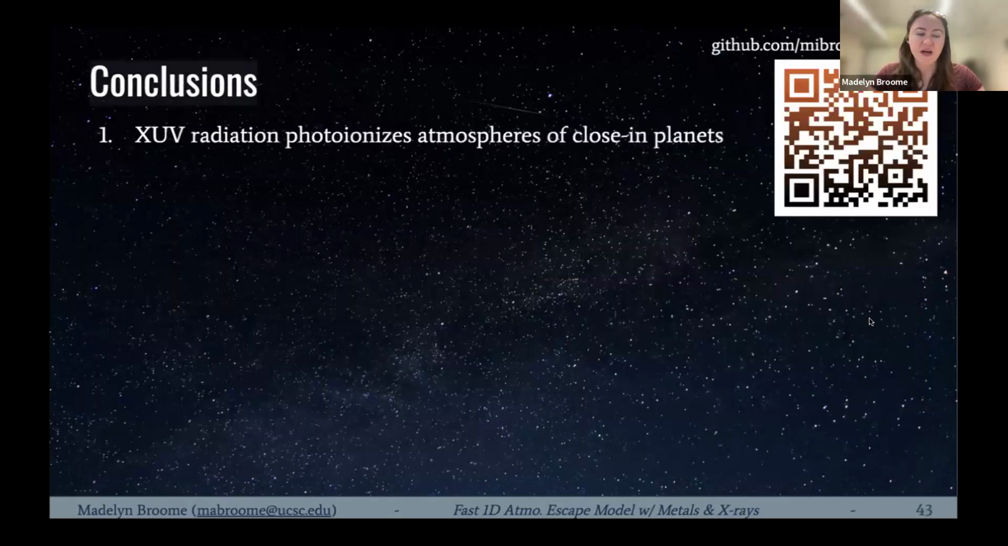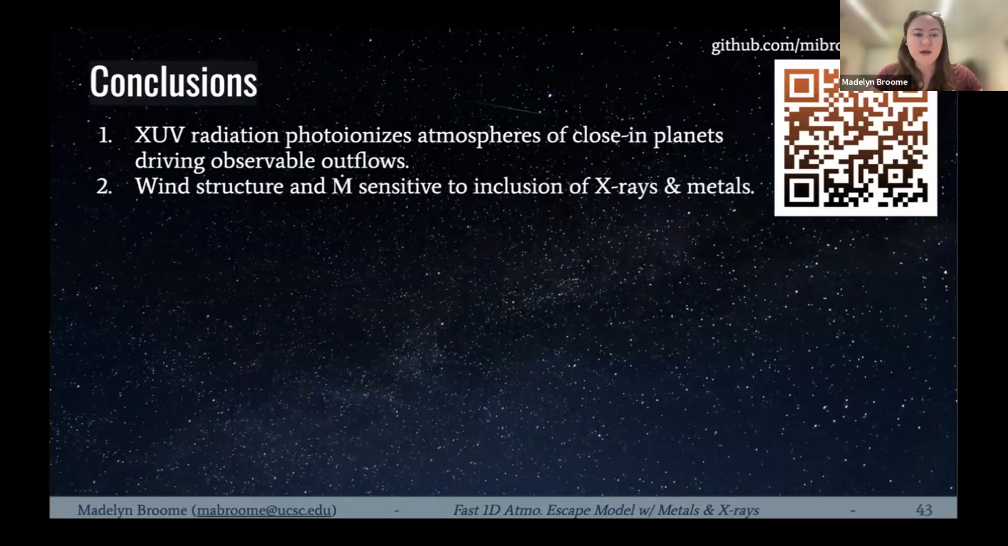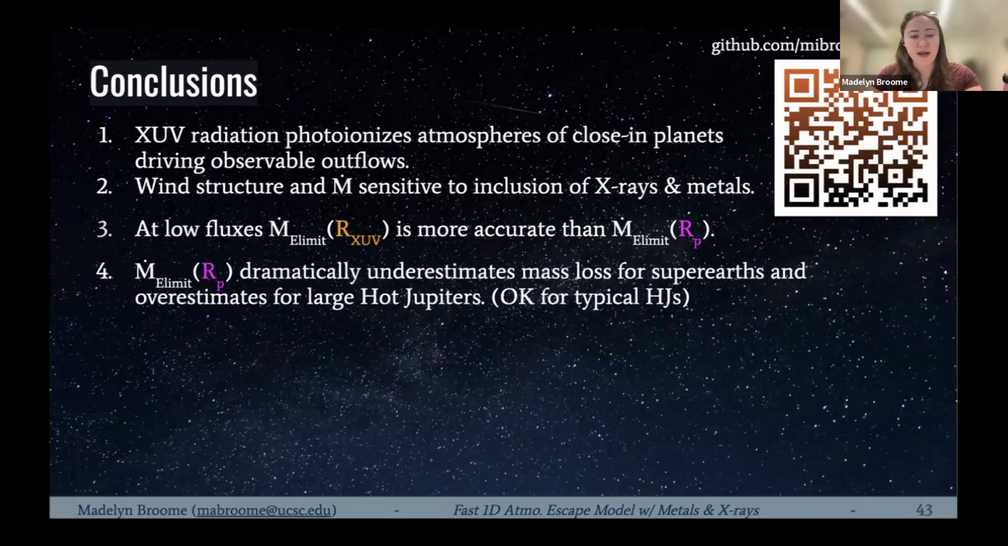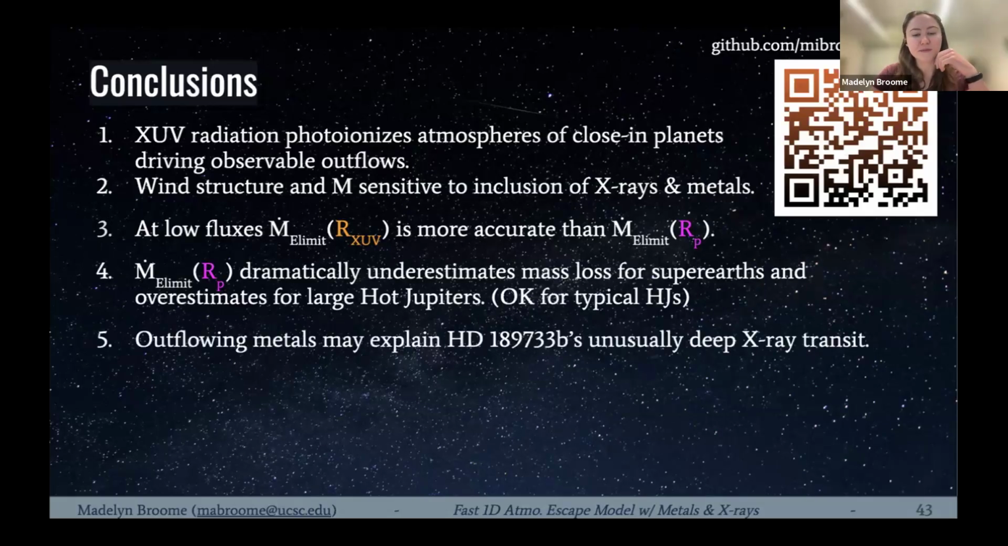And so to recap, we've covered how XUV radiation photoionizes atmospheres of close-in planets, those with periods less than 100 days, which can drive these observable outflows, and that the wind structure and mass loss rate is going to be sensitive to the inclusion of X-rays and metals. At low fluxes, your energy limited mass loss rate calculated at your wind launch radius, where most of your XUV photons are absorbed, is more accurate than your mass loss calculated at the planet's surface. And that's going to dramatically underestimate the mass loss for super Earths, slightly overestimate for large hot Jupiters. It's pretty okay for typical hot Jupiters. And the outflowing metals may explain that unusually deep X-ray transit for HD 189733b.